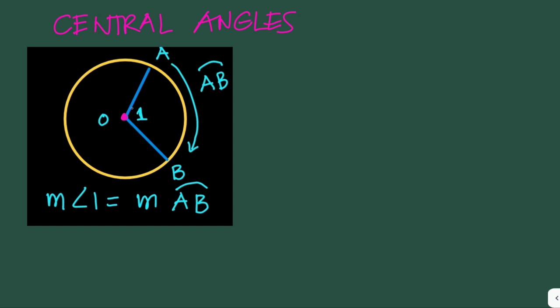And the angle formed here, in this case angle 1, is formed by two radii of the circle, and it is just equal to the intercepted arc. So the intercepted arc here is arc AB. So this is what we call the intercepted arc. So the measure of angle 1 here is just equivalent to the measure of arc AB.